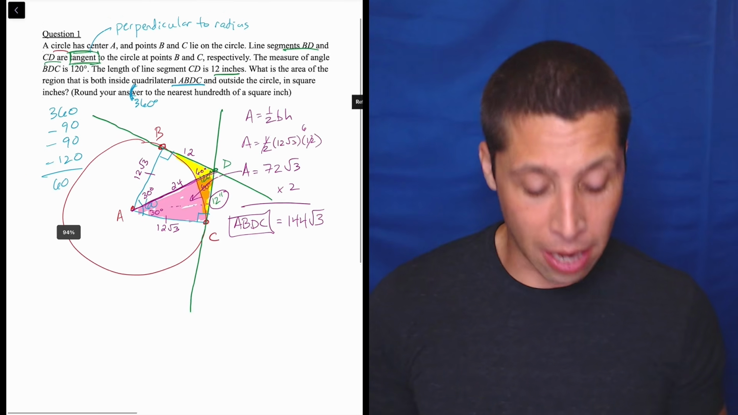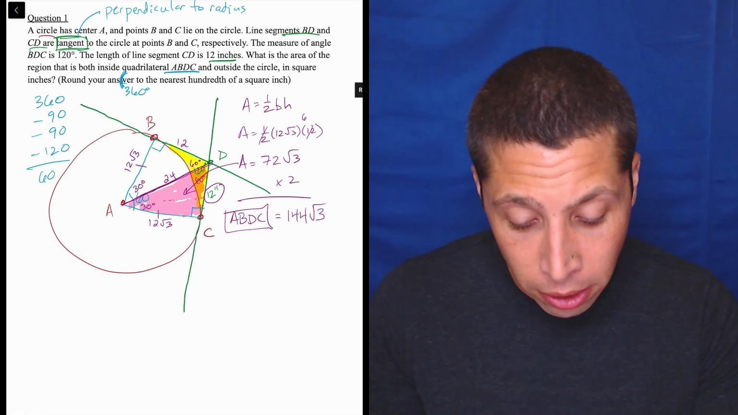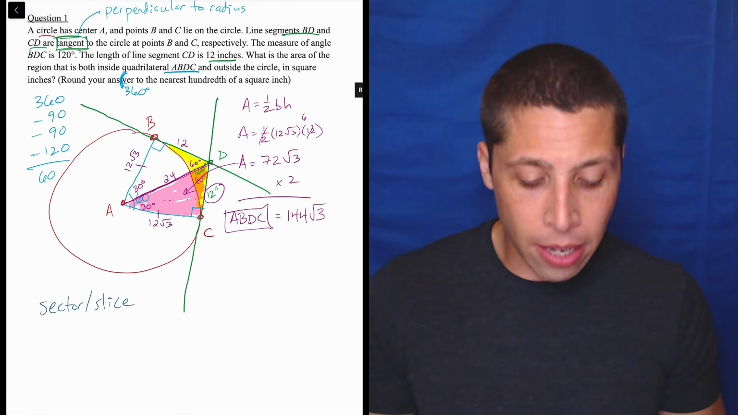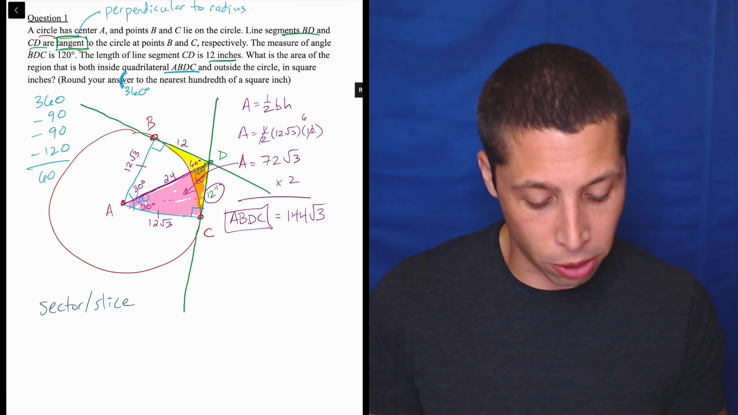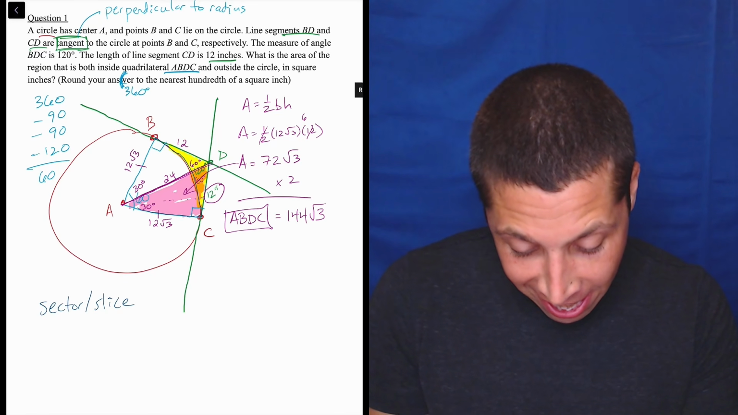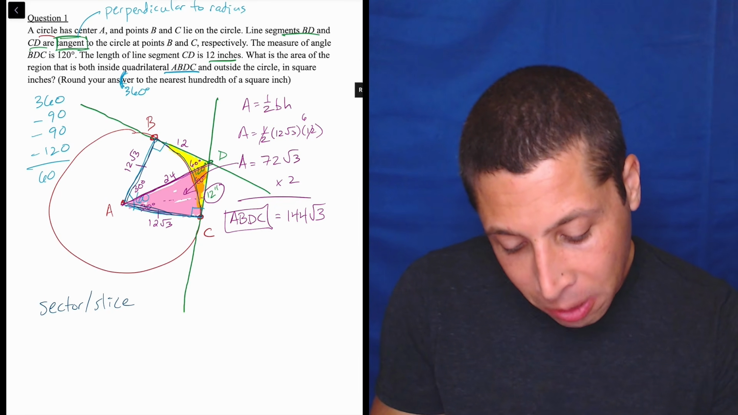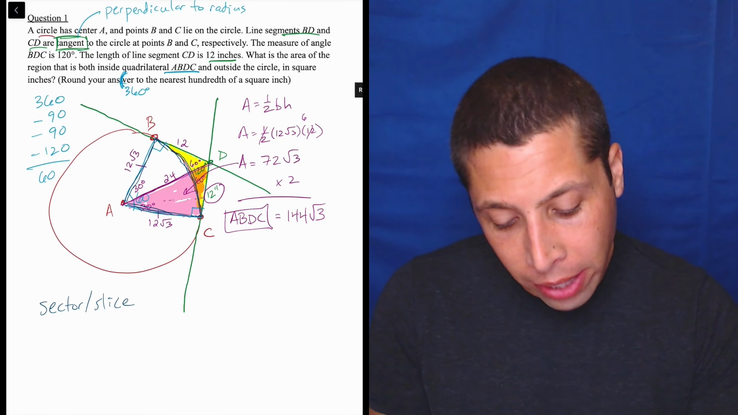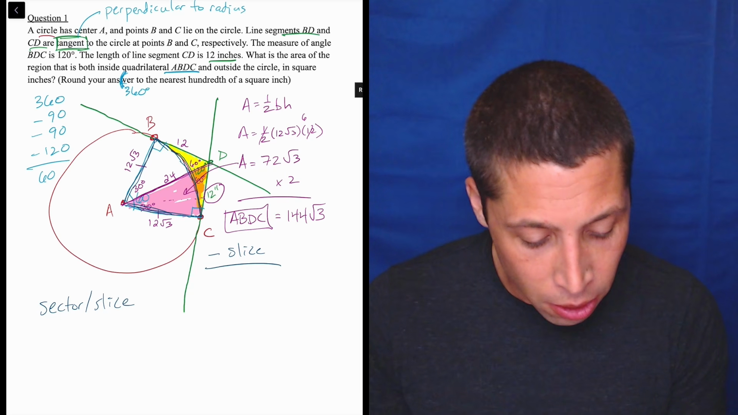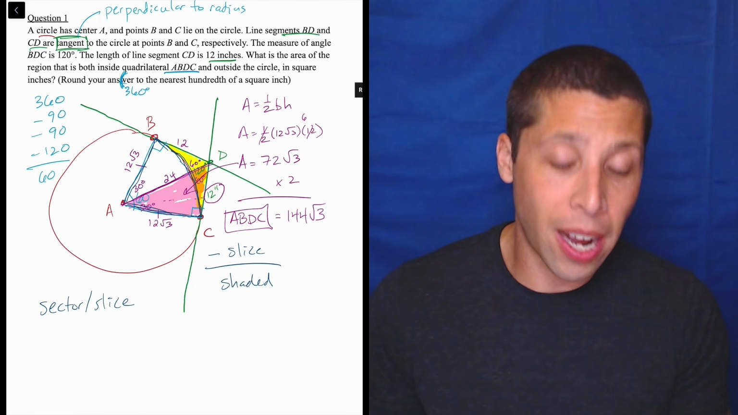Well, now we have to think about what I would call a slice, or what some people will call a sector. So sector or slice, basically, we have to think about, this is so hard to draw, the part here that is anchored on that center of that circle. So we want to subtract that out, right? This whole quadrilateral that we found is 144 radical 3. So if we can subtract out the slice, we're going to be left with the shaded area that we want, okay? So we need to find the slice.